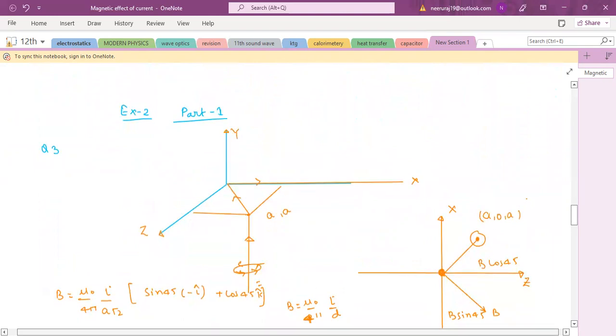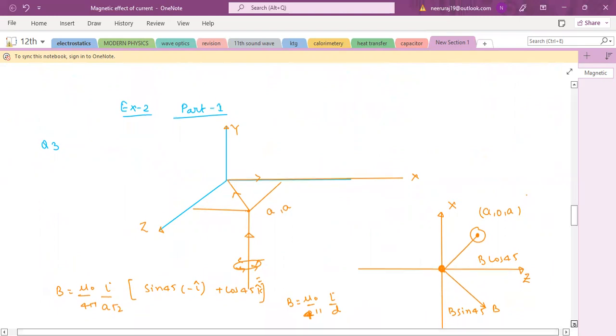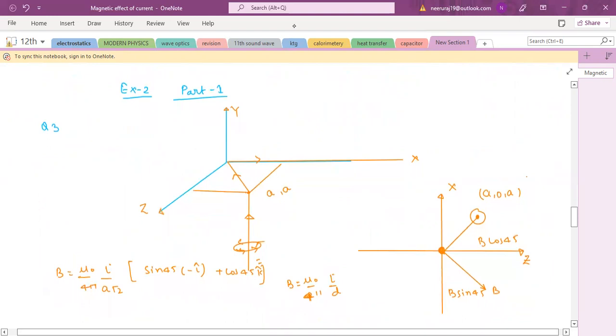There is one more problem, बच्चों. This problem is from exercise 2 part 1. Exercise 2 part 1. This is a diagram. Again, बच्चों, pause this video and try to solve this.